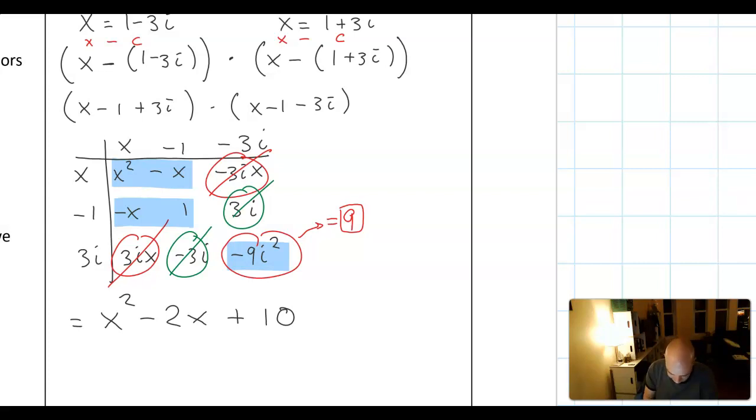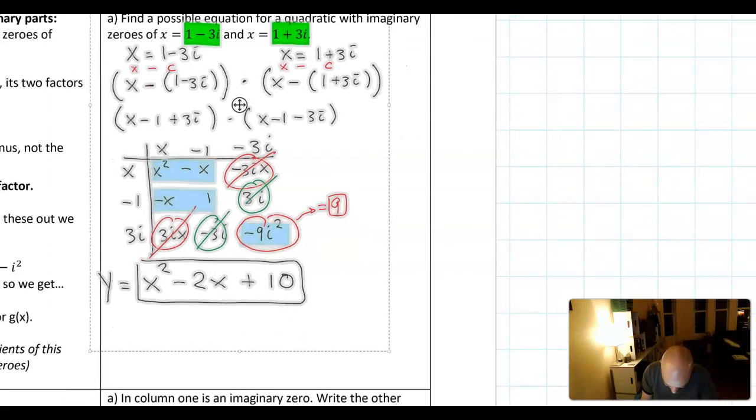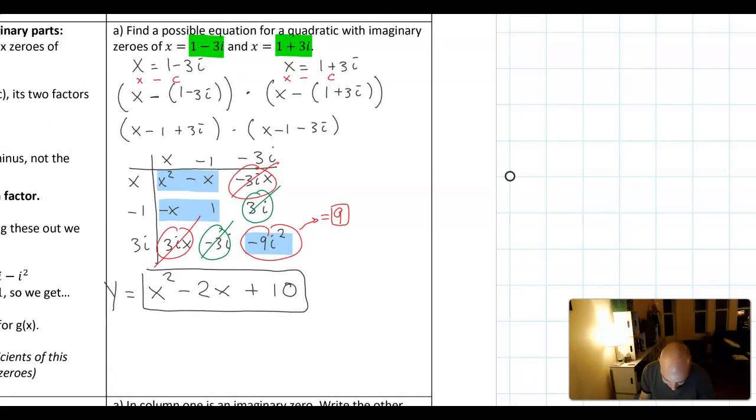Collecting all the like terms here, we get the equation y equals x squared minus 2x plus 10 as a possible equation. And notice that all of the terms with an i ended up canceling out, because eventually our quadratic will have only real valued coefficients, even if you get various 3i and 3ix terms. But what doesn't cancel out are the minus x's, and also the minus 9i squared becomes 9 and then adds to 1, which is where they get 10.